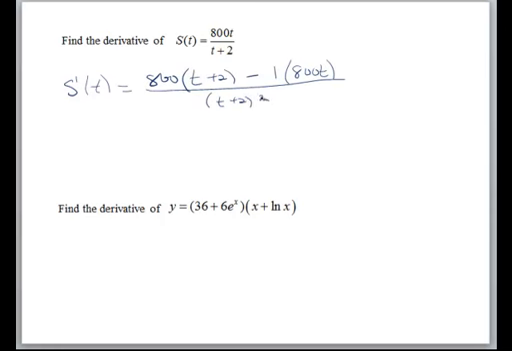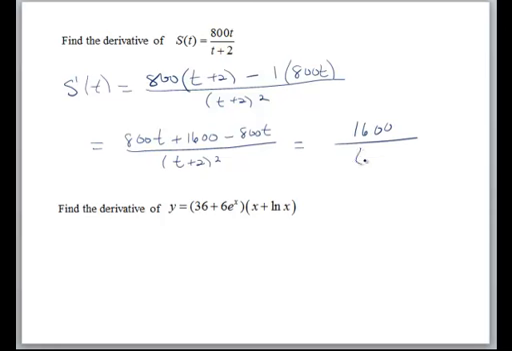And we're going to take this an extra step and simplify it. Like I said, often on the quiz, or you may have a pop quiz where I have you apply the rule but not simplify. Today we're simplifying. So I've got 800t plus 1600 minus 800t. Like I said, nicely, everything's going to cancel out there, all over t plus 2 squared. So 800t's cancel, and I have 1600 divided by t plus 2 squared.